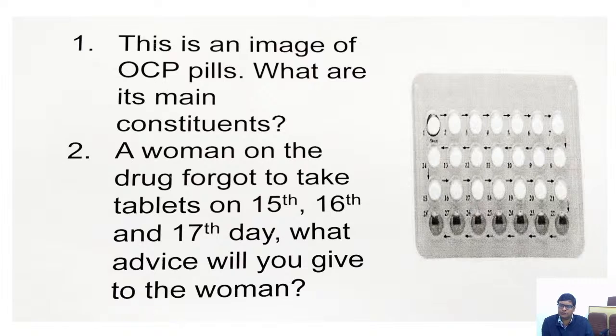That is, if only 1 or 2 doses are missed, they just need to take an extra OCP the next day. But if more than 2 doses are missed, then use some alternative method of contraception. Here you can also get questions like what are the side effects of OCP, what are the contraindications for OCP. So these are all related theoretical questions. Okay.